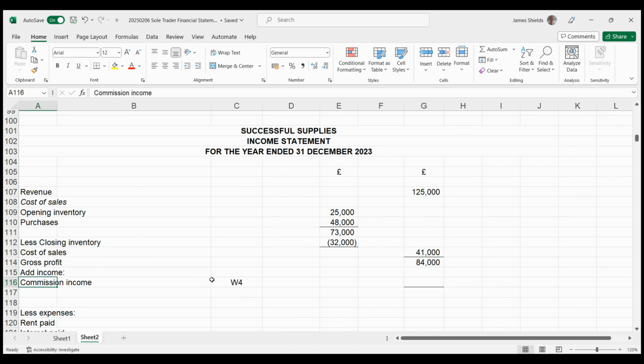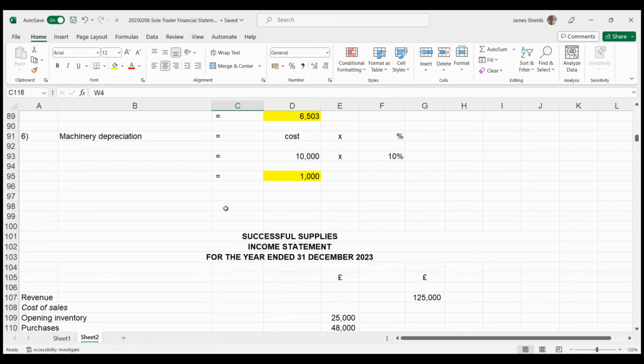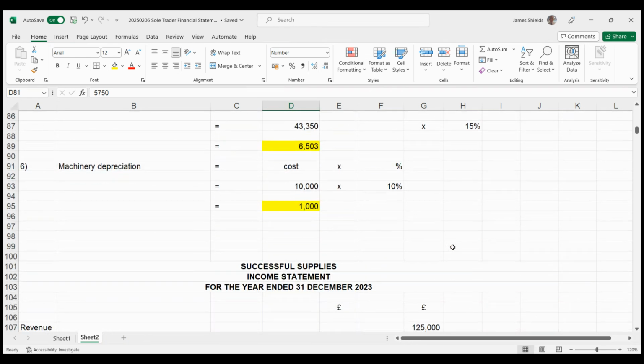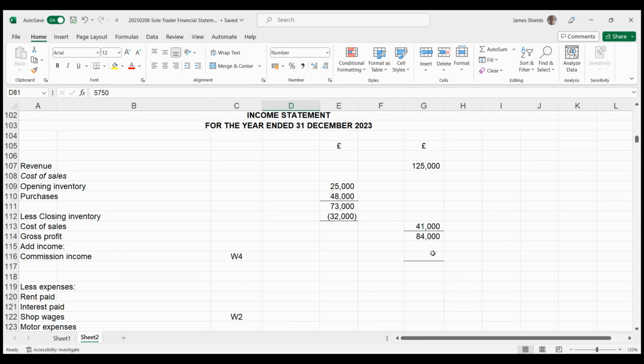Now commission income, we did a calculation for that, so I've got W4 next to it. There we go, that's our £5,750 I highlighted. So that's going to be £5,750. Now that's the only other income. So now we add that on to the £84,000, we should get £89,750.